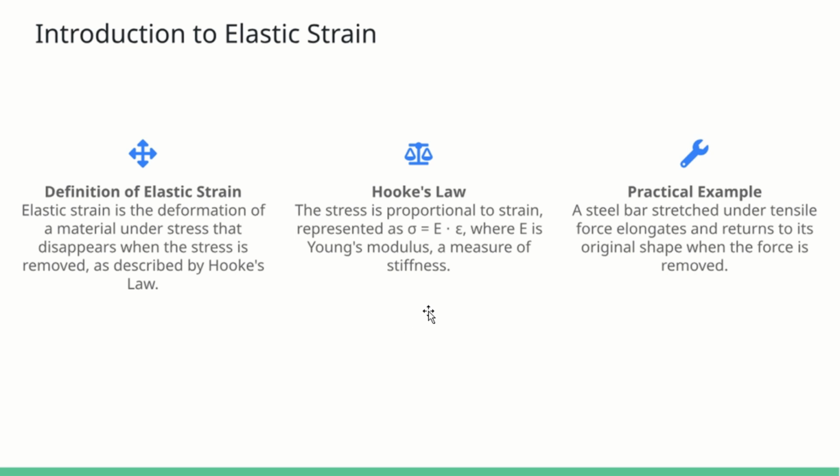Practical example: a steel bar stretched under tensile force elongates and returns to its original shape when the force is removed. Maybe you cannot see the elongation with your eye, but theoretically it elongates. Then after you release the tensile force, it will return to its original position.